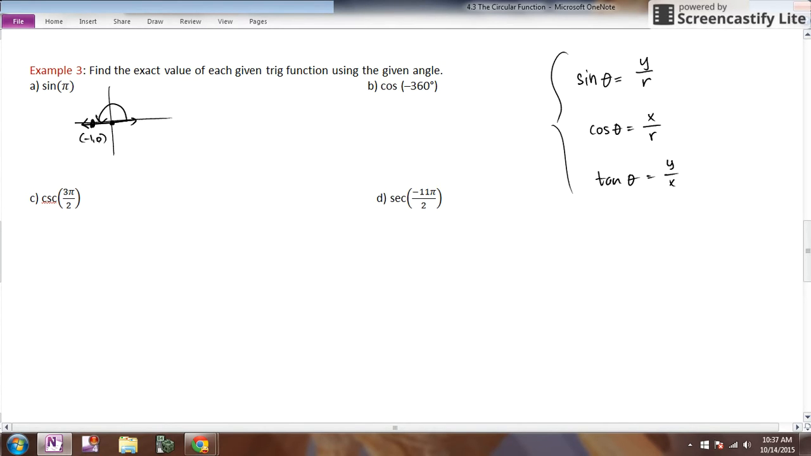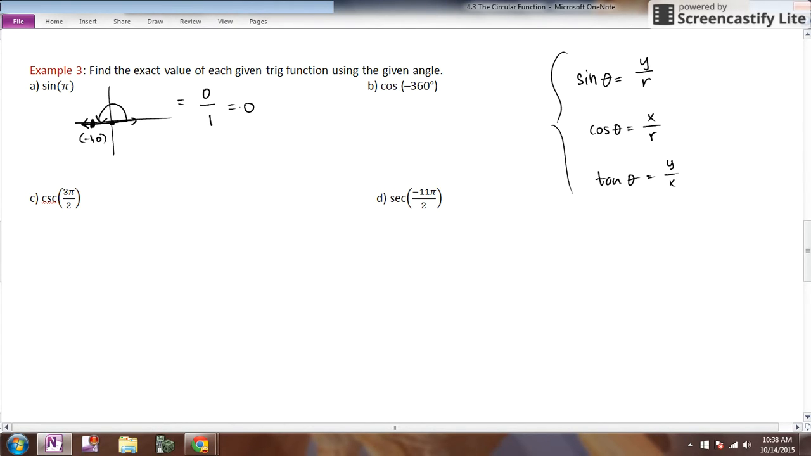What will happen is they ask me for the sine of that value. That is the y value over the r value. For me, the y value is 0 over the r value. If you square them, add them together, square root, you're going to get 1. So the answer is 0. In fact, the sine of 180 degrees will always be 0, no matter what point you pick. That's why it doesn't matter.